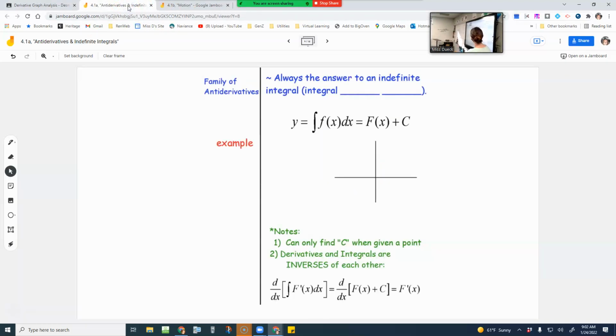All right, cool kids. So we have 2 little pages of 4.1a notes to take, and then we're going to see how WebAssign went for you. That's the other window you guys should have open.